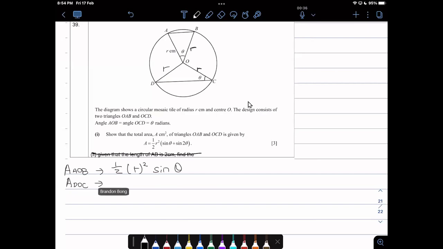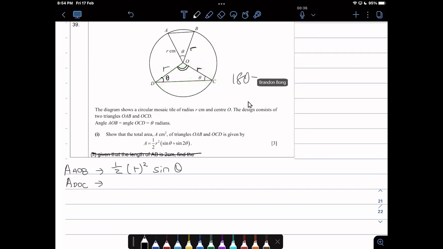And area. You need 2 sides. You don't know CD, right? So what are you gonna use? Sine rule, cosine rule? No, that's too much. What you need is the angle over here. It's 2 theta. What kind of triangle is this? Isosceles. So what's the base angle here?